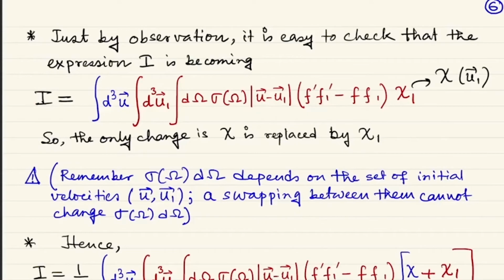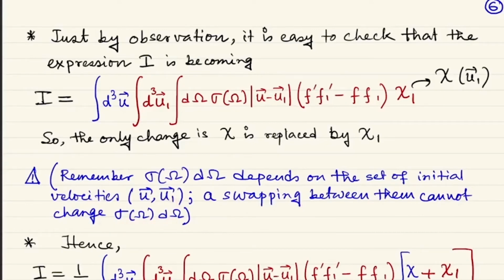Now I can easily say that u1 will be u and u will be u1. Then the one thing I have to check is what will be the change in this. So d cube u1 and d cube u, if they are changing, no problem, because the integrations are on both spaces. This one will also not change, because, if you remember the previous discussion, it depends on the set of initial velocities u and u1. So a swapping between them cannot change sigma omega d omega.